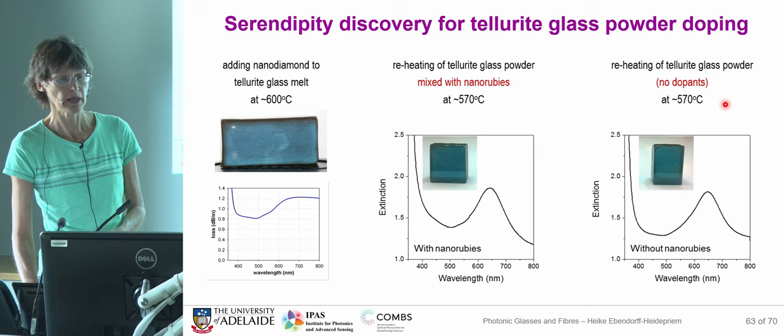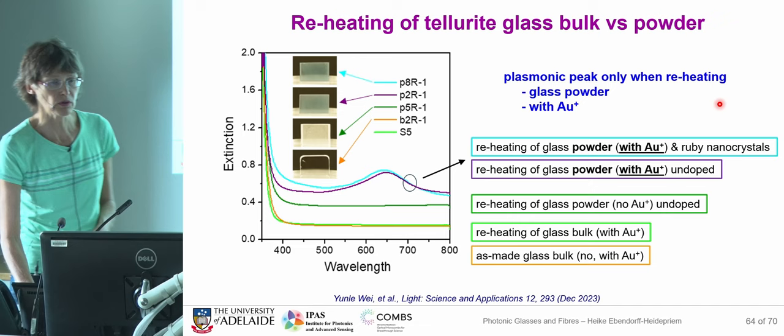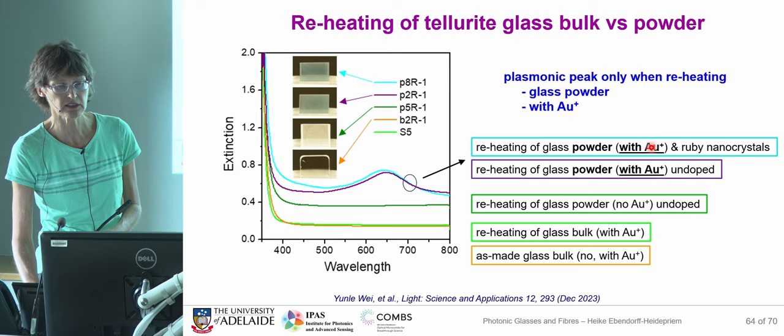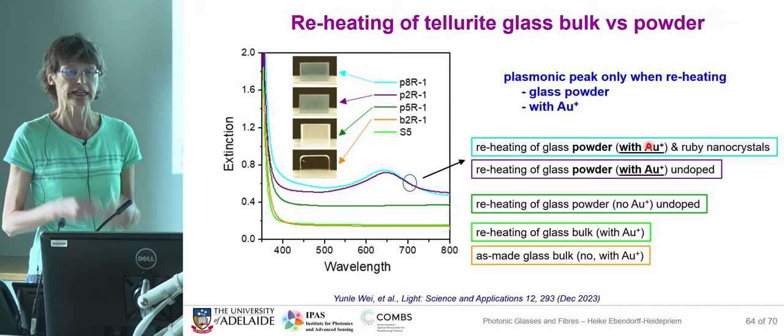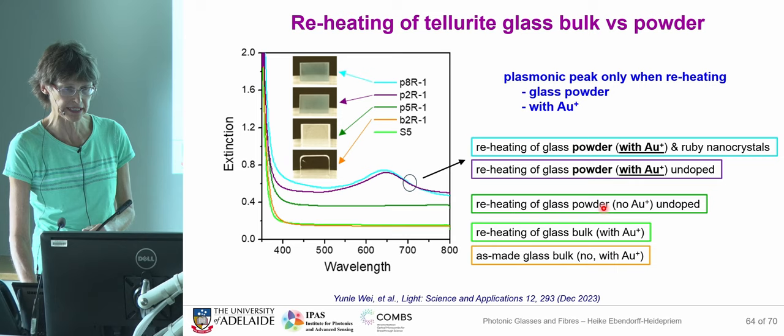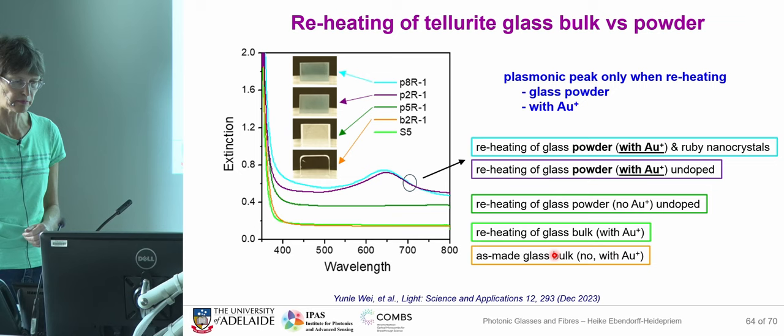And here you see the characteristic plasmonic peak. This is shown here once more compared to a few other control experiments. And only if we reheat glass powder where the glass contains gold ions, we create the plasmonic peak, that means gold nanoparticles. If we reheat powder without the gold ions, we don't create the peak. And if we reheat bulk glass, we also don't create the plasmonic peak.